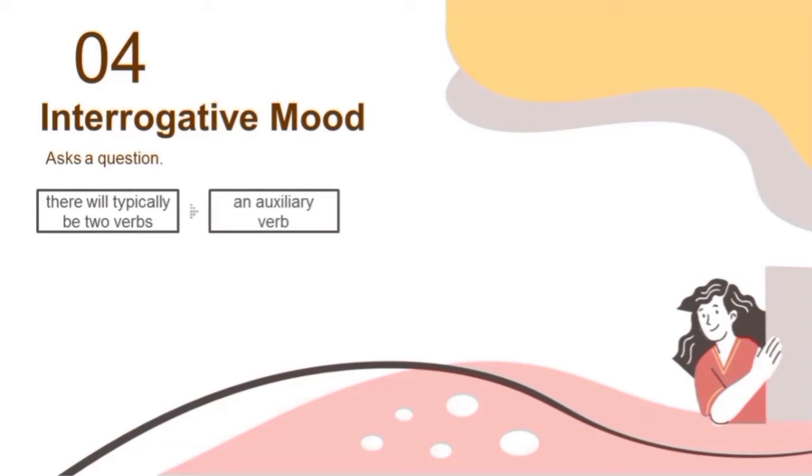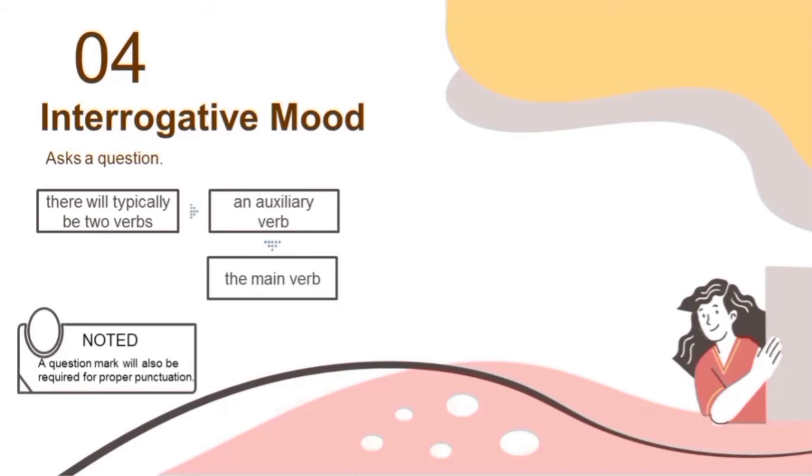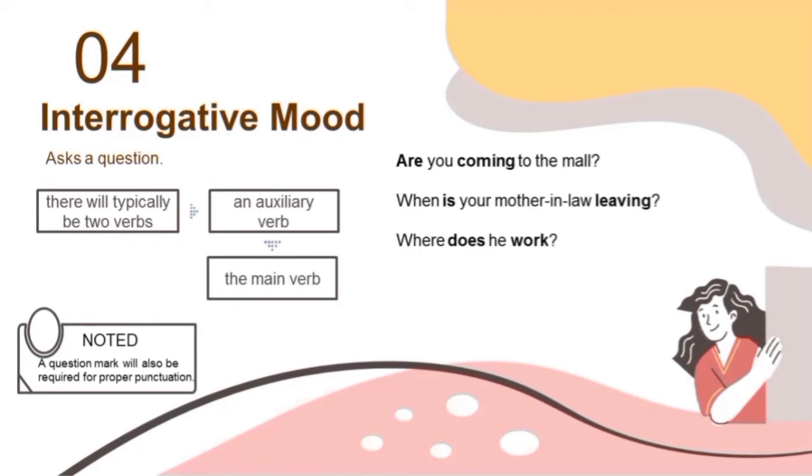One will be an auxiliary verb. Again, you can think of an auxiliary verb as a helping verb to the main verb. It provides further clarification for the main verb of the sentence. Common auxiliary verbs include are, be, do, and have. In sentences with an interrogative mood, the auxiliary verb will often come before the subject of the sentence. And then here are some examples of the interrogative mood.